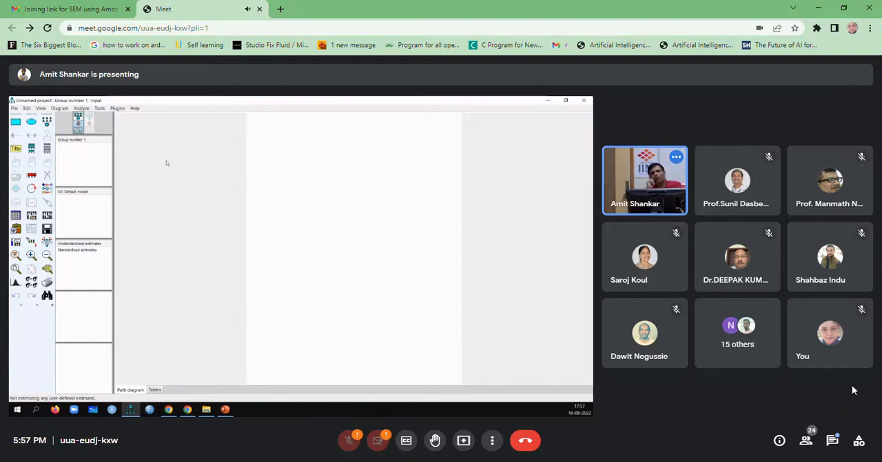Then in Amos, the input file will be an SPSS file. Amos always takes input as an SPSS file. They are not taking Excel. They are not taking CSV. They are always taking the SPSS file. So you must always have SPSS if you want to run Amos. If you don't have SPSS, Amos will not work, because the input file for Amos will be SPSS.